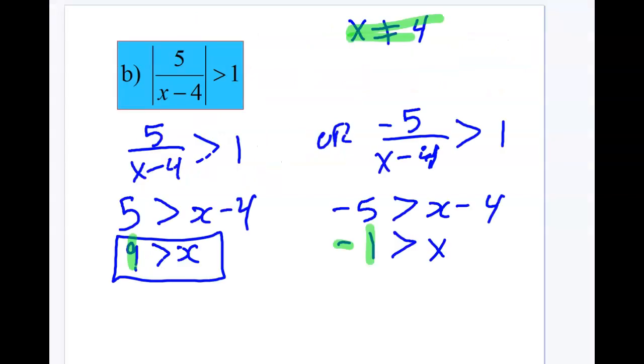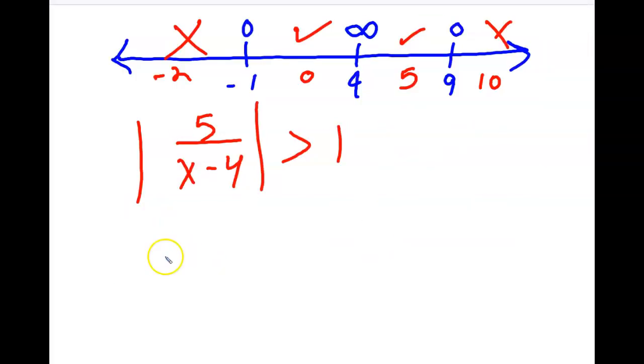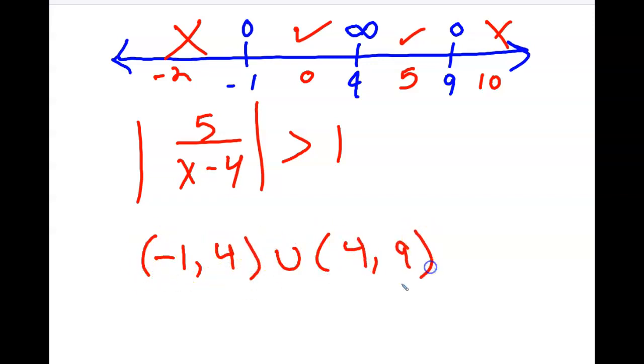And because my question is just greater than, I'm going to list negative 1 to 4 as the first interval and 4 to 9 as the second, with round brackets. Again, I have to exclude the 4 because 4 makes it undefined. So that's the process to solve more complicated absolute value questions.